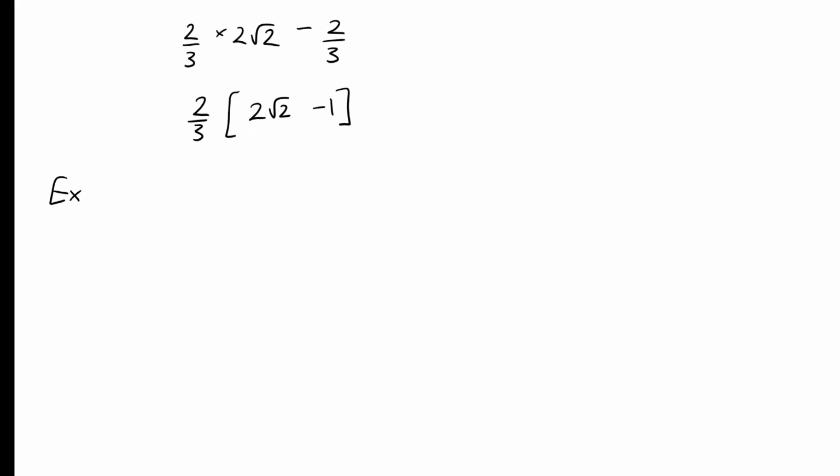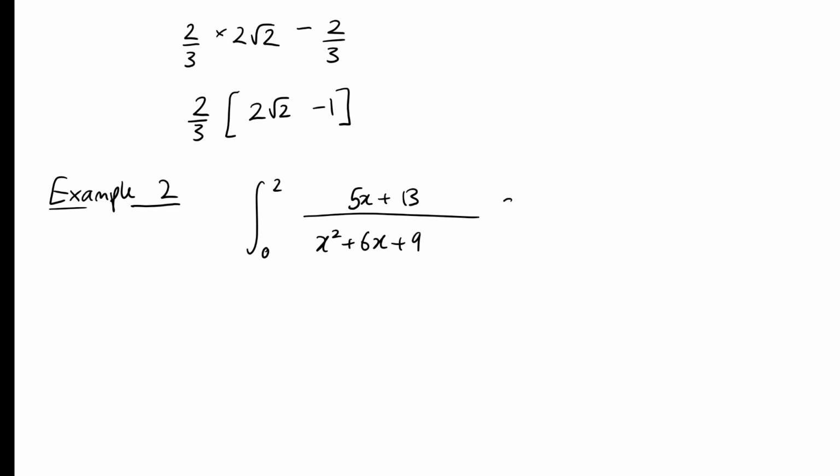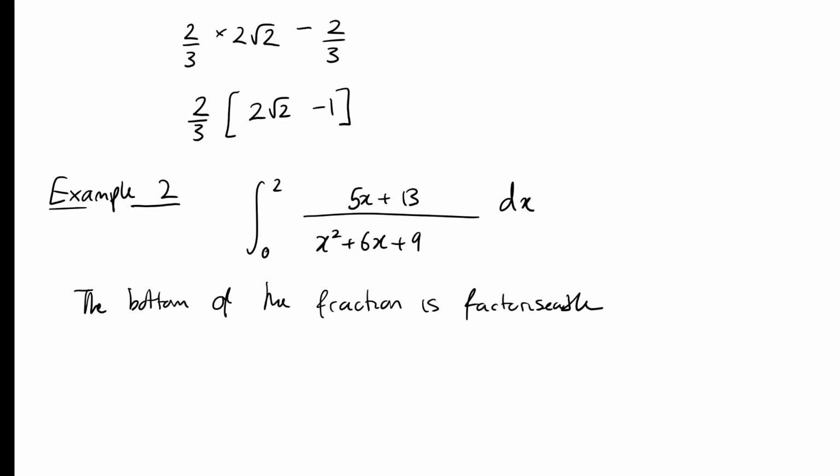Okay, move on to a second example. Example 2. So integrating from 0 to 2, 5x plus 13 over x squared plus 6x plus 9 dx. Here the denominator, the bottom of the fraction, is factorizable. So this means we'll try partial fractions.